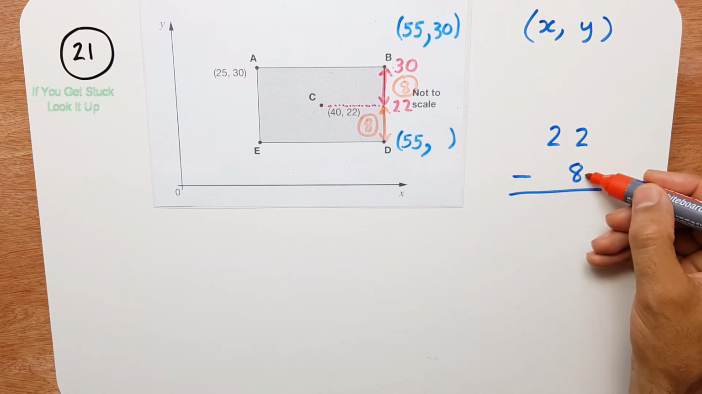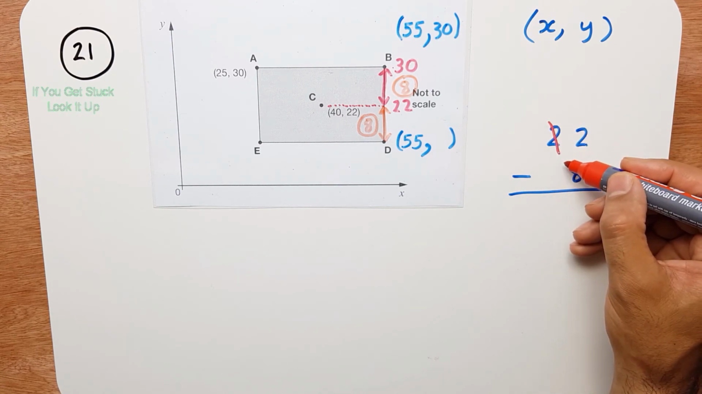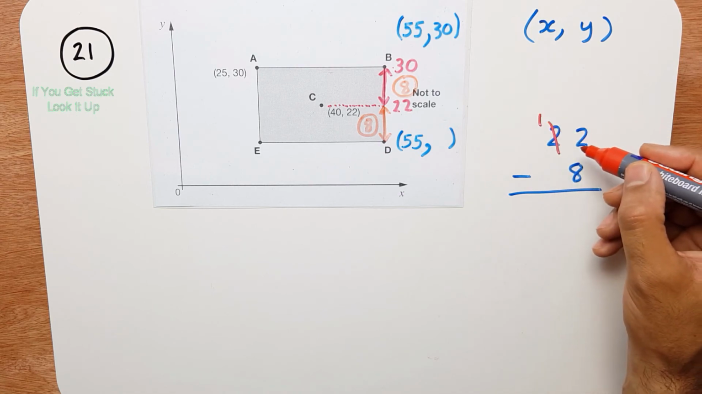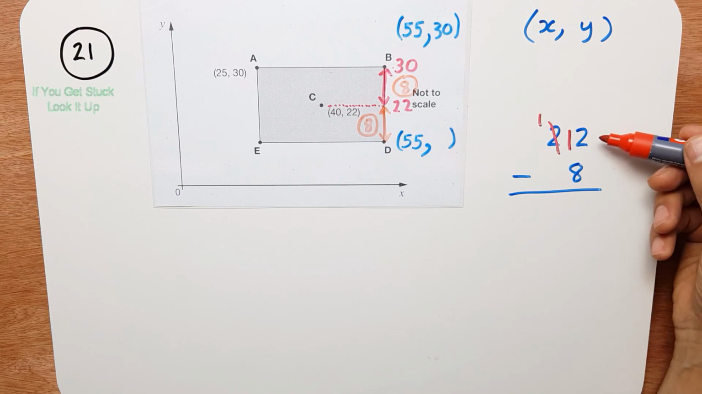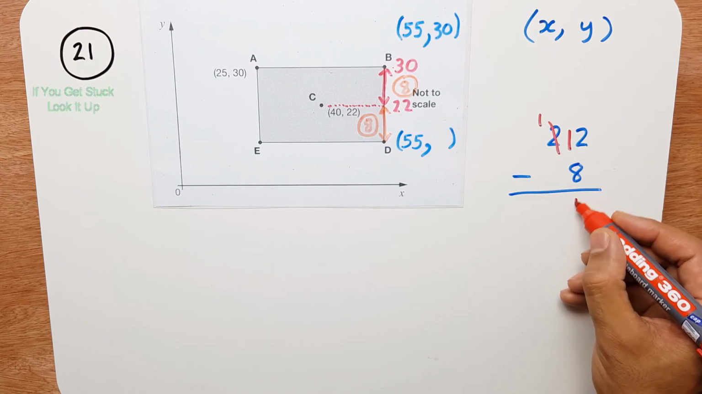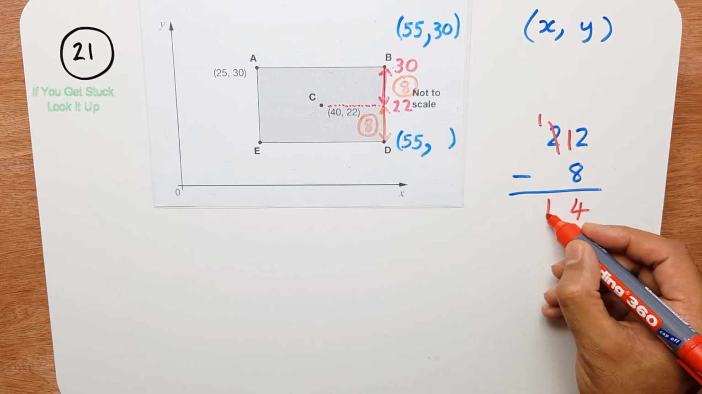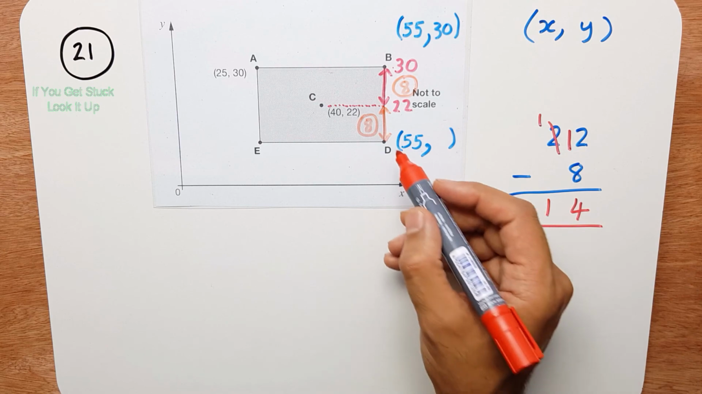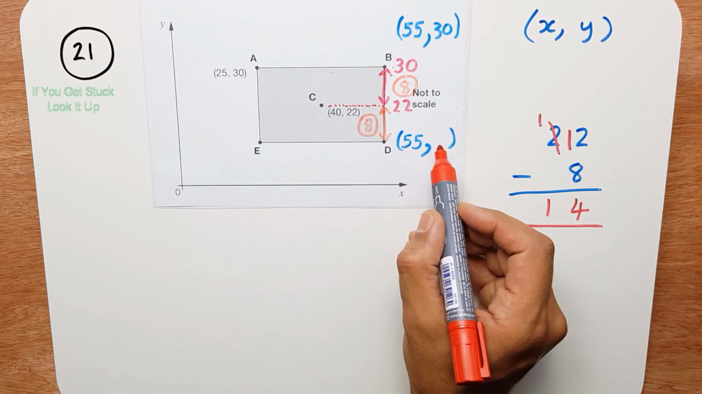2 take away 8 I can't do. So I go to my neighbor and borrow 1. So we cross the 2 out and it becomes a 1. Now the 1 we've borrowed turns that 2 into 12. So now it's 12 take away 8, which is 4. And finally 1 take away nothing, which is 1. So I know the Y coordinate for this point is 14.